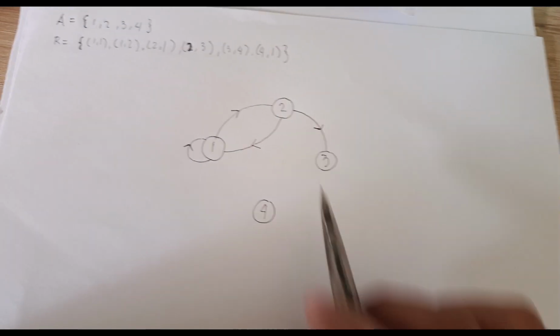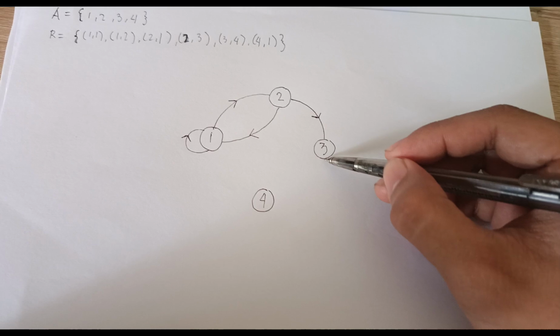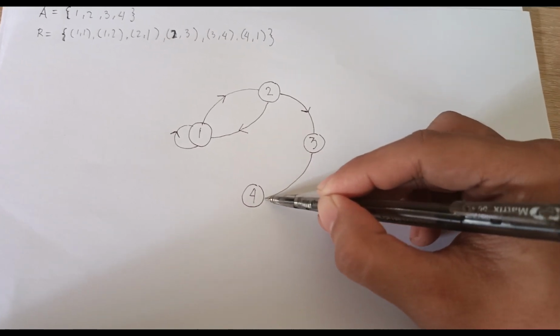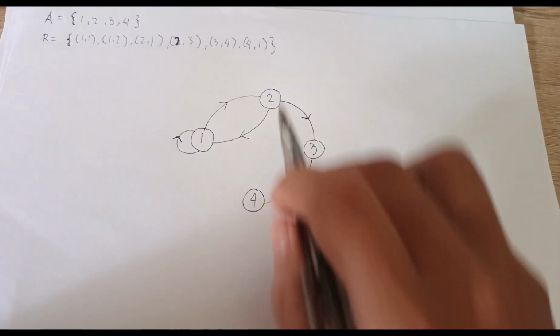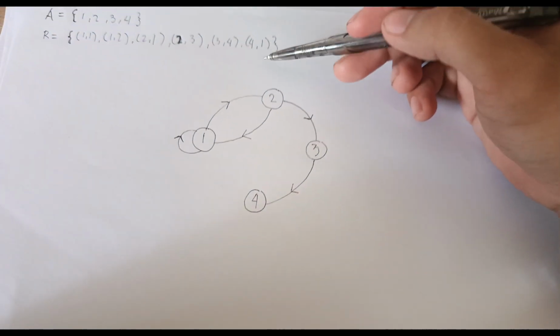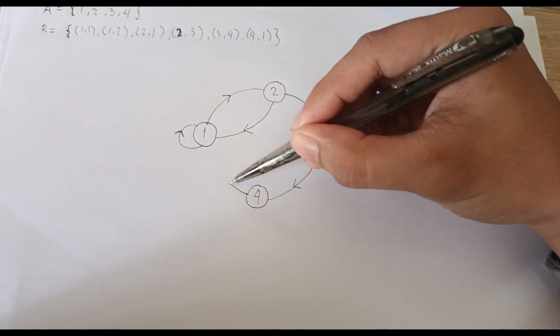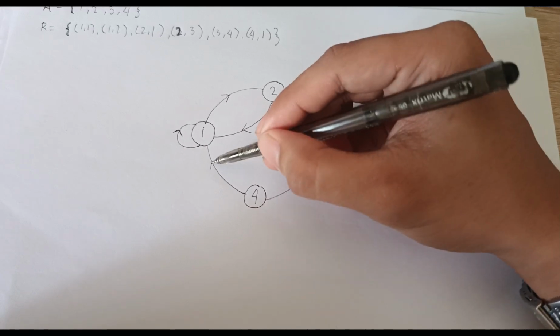Next, 3 to 4. From 3 we're going to jump to 4 because 3 and 4 have a relation. And lastly, we have 4 to 1. From 4 we're going to jump back to 1 because 4 and 1 have a relation.